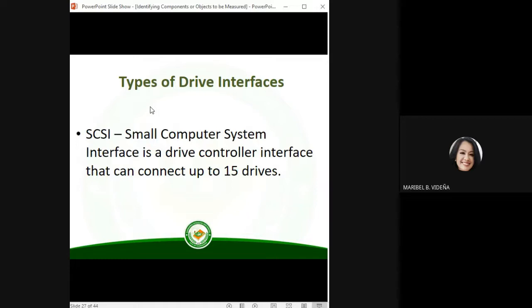Small Computer System Interface, or SCSI, is a drive controller interface that can connect up to 15 drives. SCSI can connect both internal and external drives.